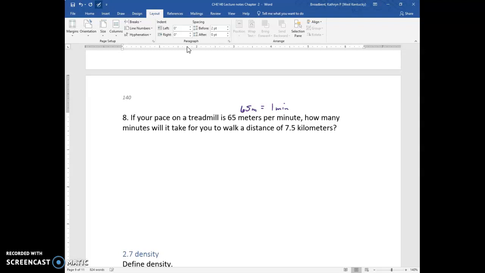Okay, so we're going to start with our 7.5 kilometers. I guess we don't want to walk 75. That would be a little much, wouldn't it? All right. We're going to change our kilometers into meters because we've got meters right here. And so we need to know how many meters we're traveling. And then we'll use this conversion to change it into minutes.